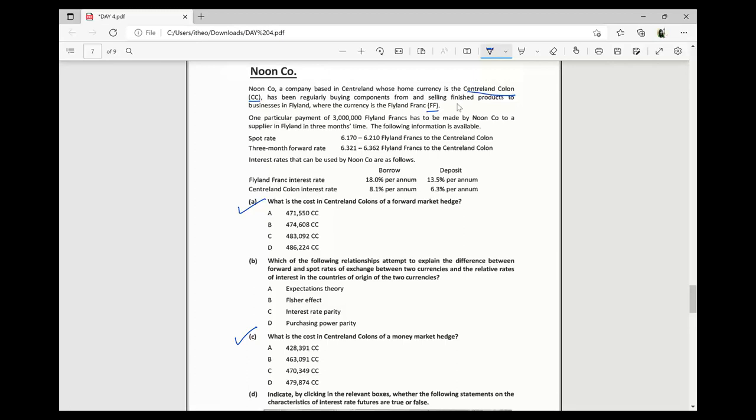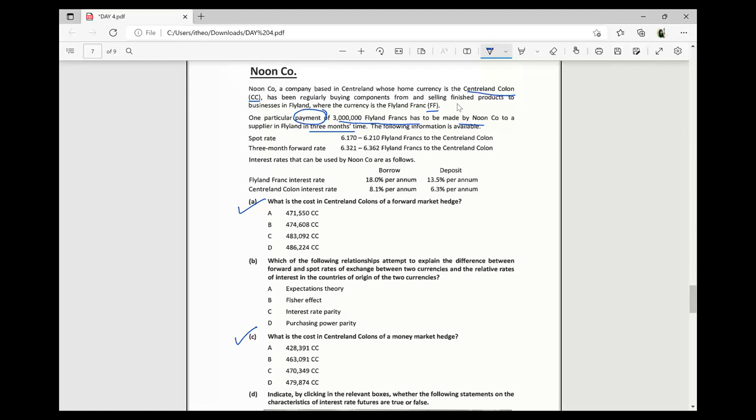One particular payment of 3 million FF has to be made by Noon Company to a supplier in Flyland in 3 months. Now this is a payment. The previous question was of receipts. This is a payment of 3 million in 3 months. The following information is available. Spot rates are given and 3 month forward rates are given.